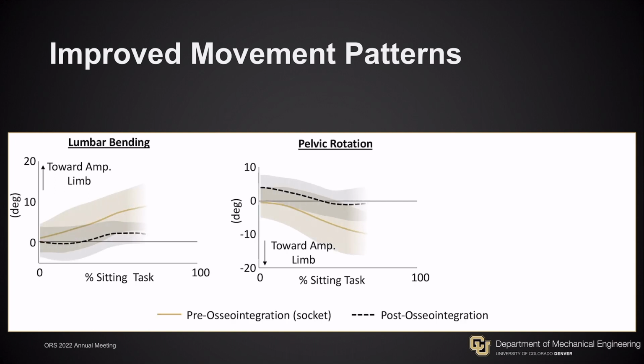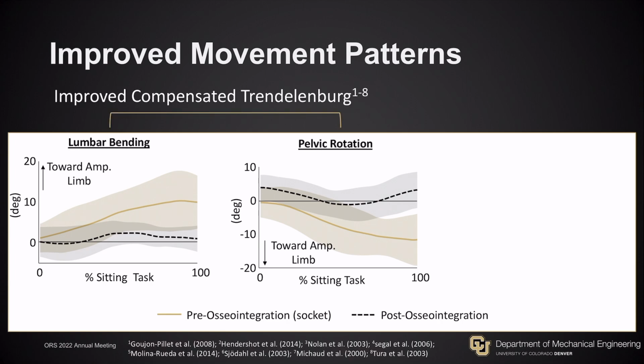Notably, we found an improvement in the lumbar bending angle and pelvic rotation, both in the direction towards the amputated limb. We see here the black dotted line, very little deviation of these angles relative to zero following prosthesis osseointegration. Both of these are indicative of an improvement in the compensated Trendelenburg pattern. This is a well-documented movement compensation that involves rotation of the trunk and pelvis in the direction towards the amputated limb. It's thought to be a stabilization strategy to reposition the center of mass closer to the base of support in patients who regularly use a socket.